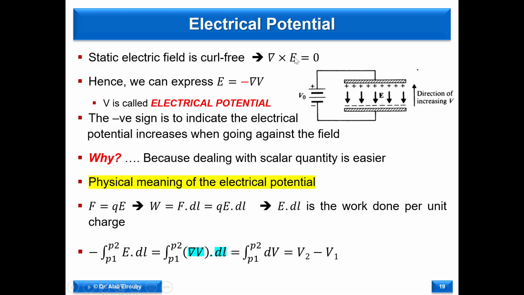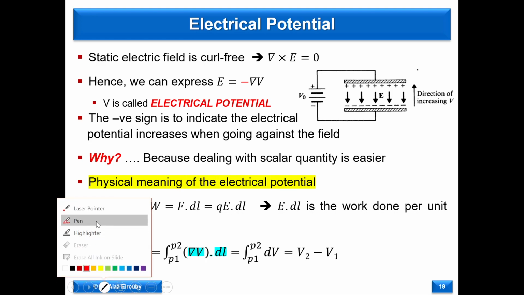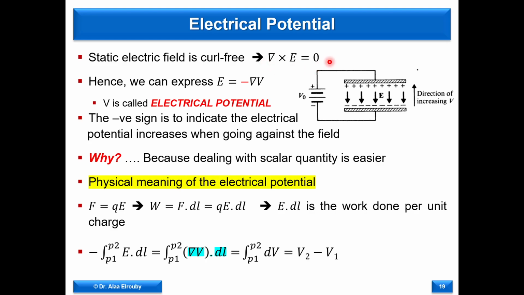and we said that the curl of E equals 0, and we explained that means that the electric field is a conservative field. So from vector algebra, if the curl of a vector equals 0, we can express this vector as a gradient of a scalar function. So because curl E equals 0, we can express E as a gradient of a scalar function, and we call this scalar function V, and it is called the electrical potential, as we're going to explain soon.